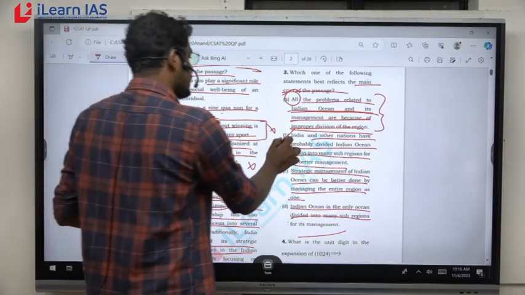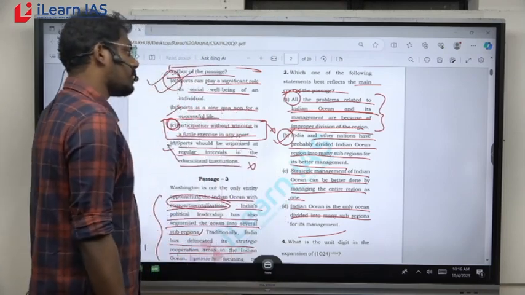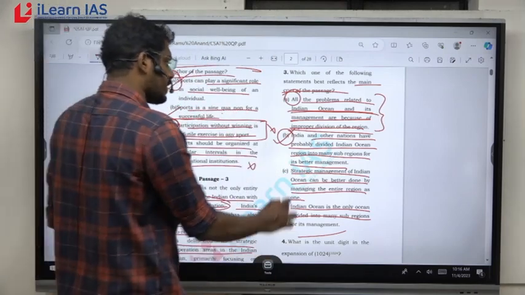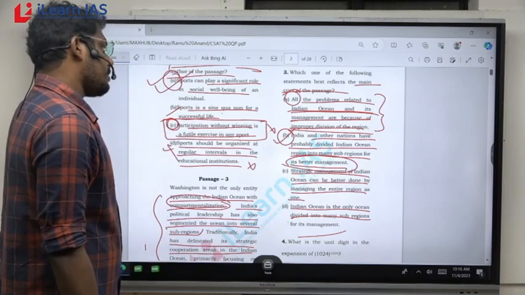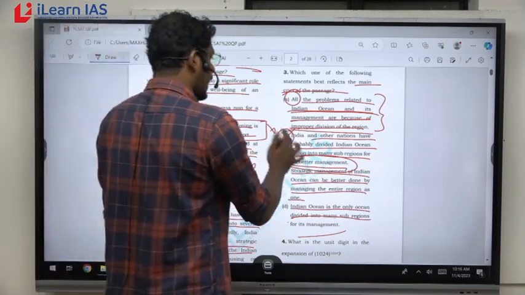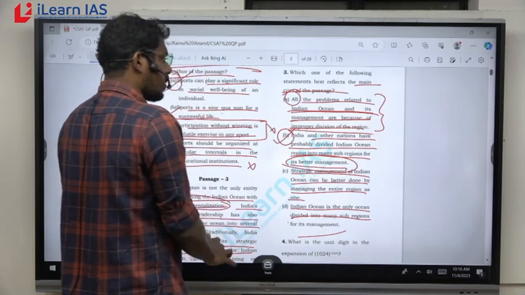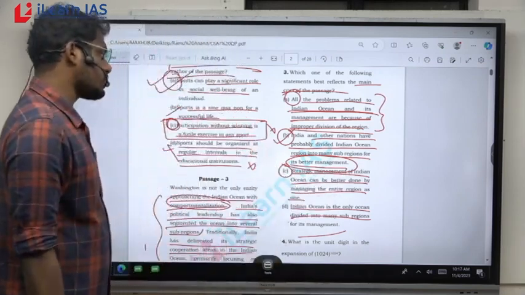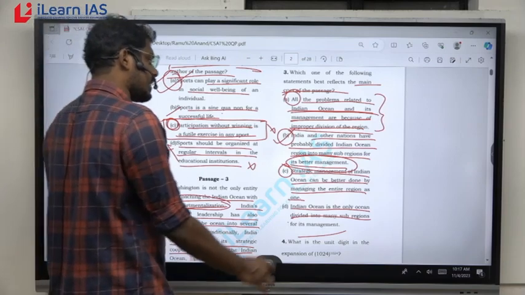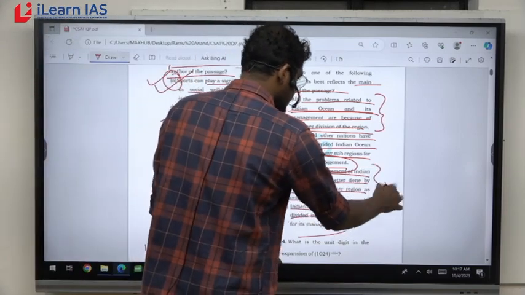Yes, option B says that India and other nations have probably divided the Indian Ocean region into many subregions for its better management. So the most probable option is option B, because option C says that strategic management of the Indian Ocean can be better done by managing the entire region as one. No, the passage doesn't say so.